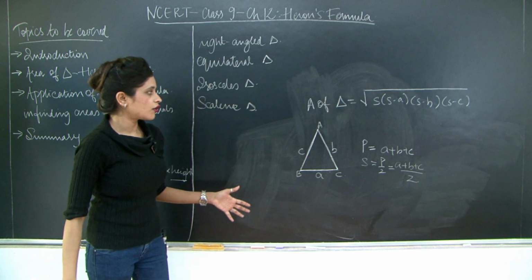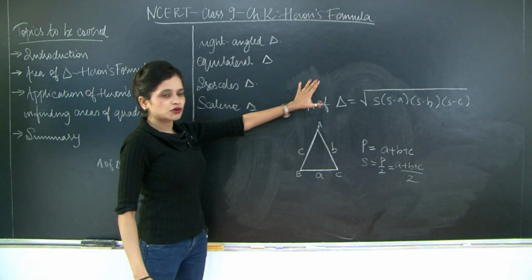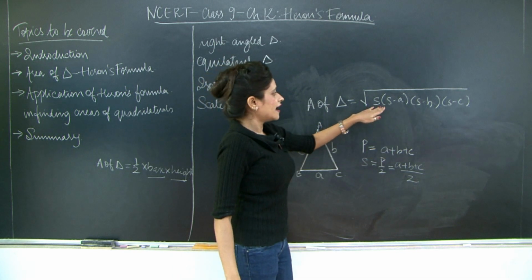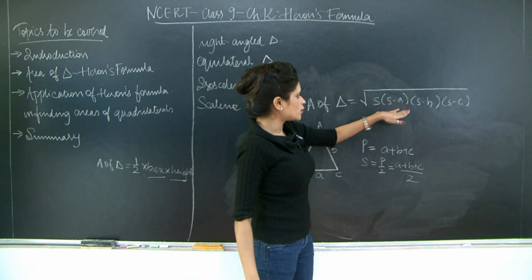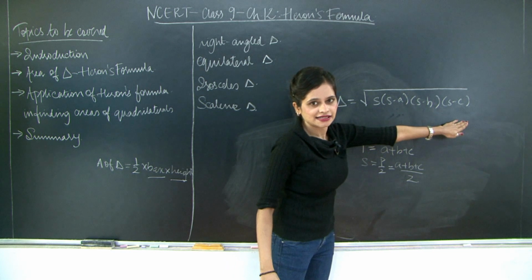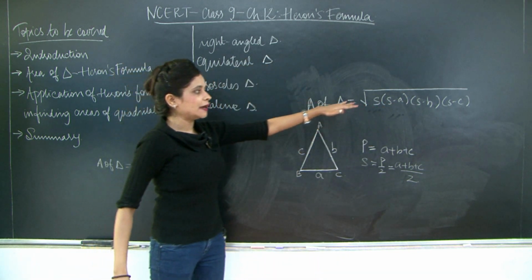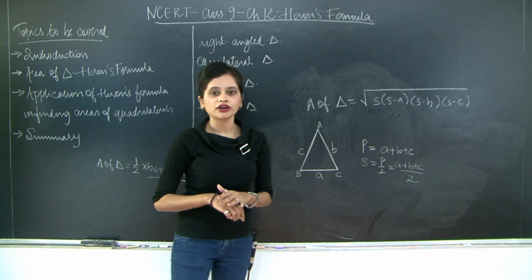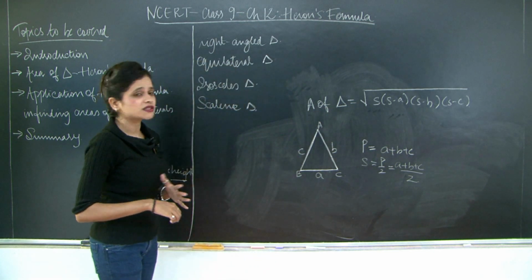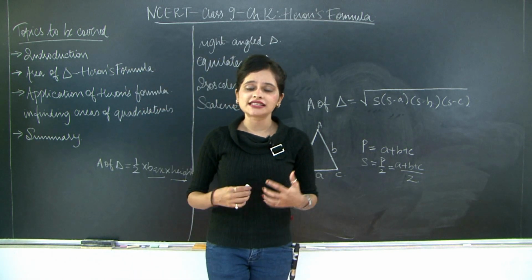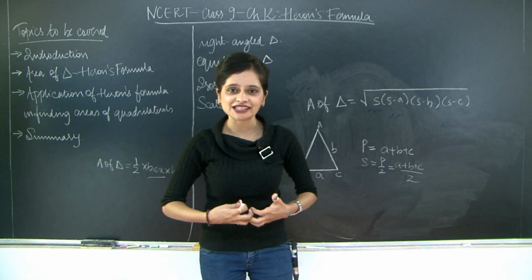So what is Heron's formula? Heron's formula helps you find the area of a triangle, which is given by under root of S into S minus A into S minus B into S minus C, where S is the semi-perimeter of the triangle and A, B and C are the sides of your given triangle. So this was about the introduction of what exactly Heron's formula is all about. We'll take a look at a few solved examples in the next videos.